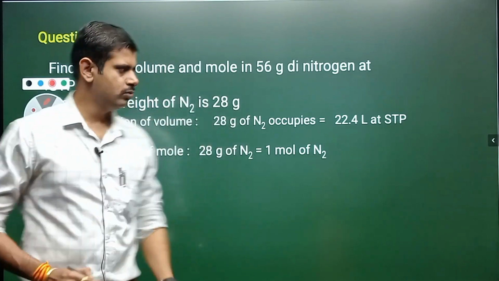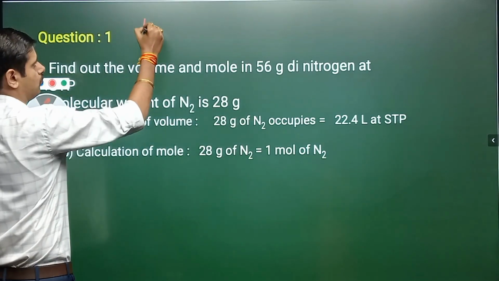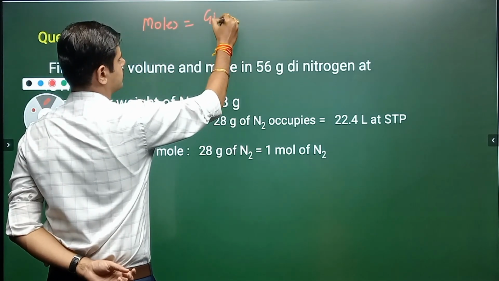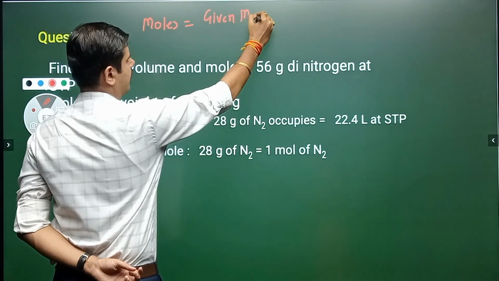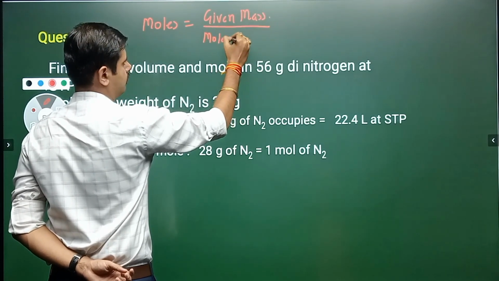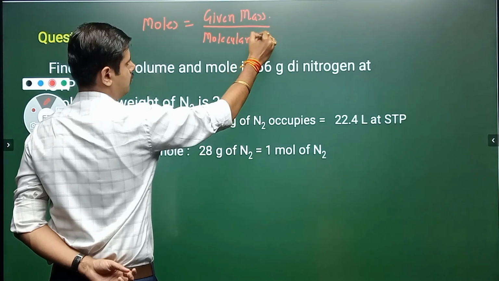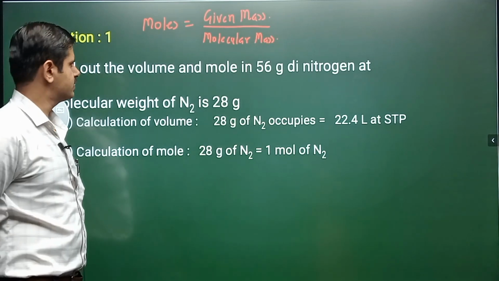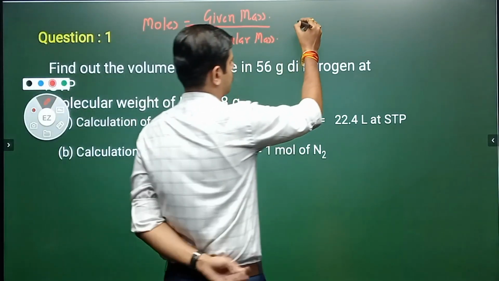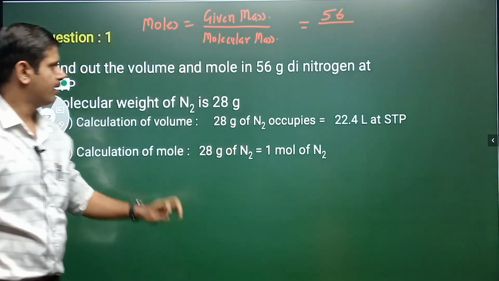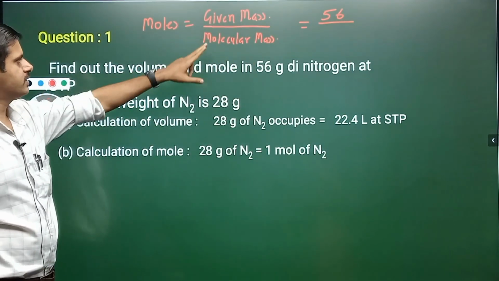We know that moles is equal to given mass divided by molecular mass. What is the given mass? Given mass is 56 grams. This is 56 grams, divided by molecular mass.